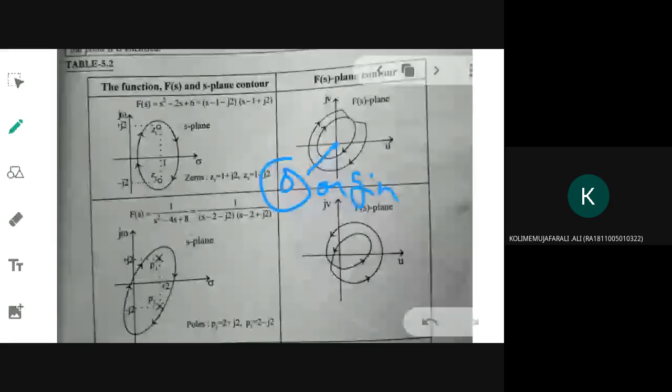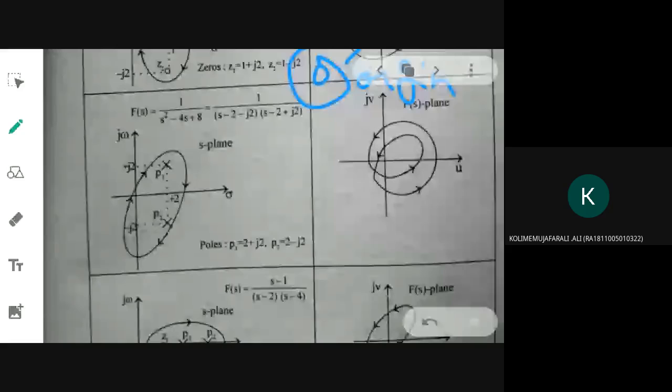If you see the second diagram, what can you observe? How many poles are there in the S plane? Cross marks usually resemble poles. So how many poles are located on the S plane? Two poles, ma'am. Two poles. You are having one cross mark here and one cross mark here. So two poles are there.